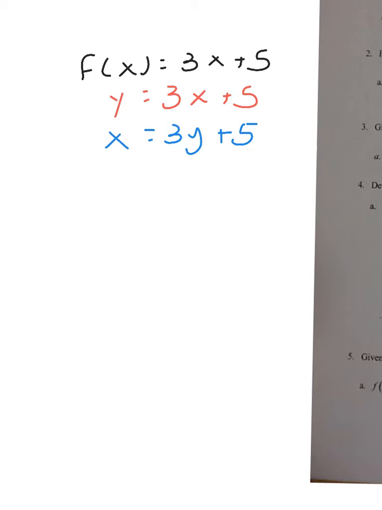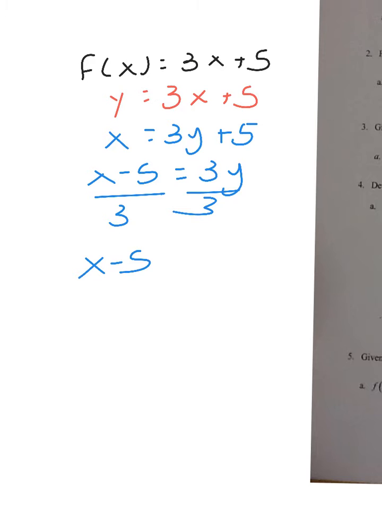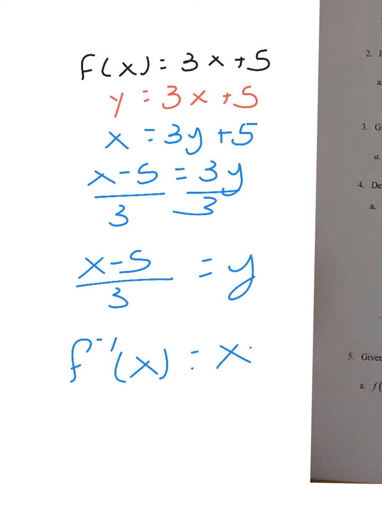And now I solve for y. So minus 5, x minus 5 equals 3y. And then divide both sides by 3. So it's x minus 5 over 3 is equal to y. That's your inverse. So the inverse of f of x is equal to x minus 5 over 3. Okay, so let's take a look at 3b.